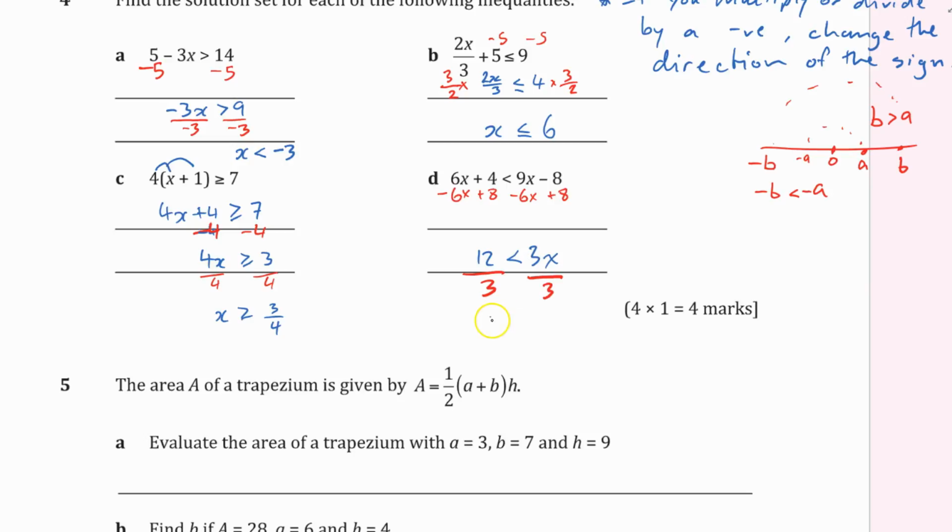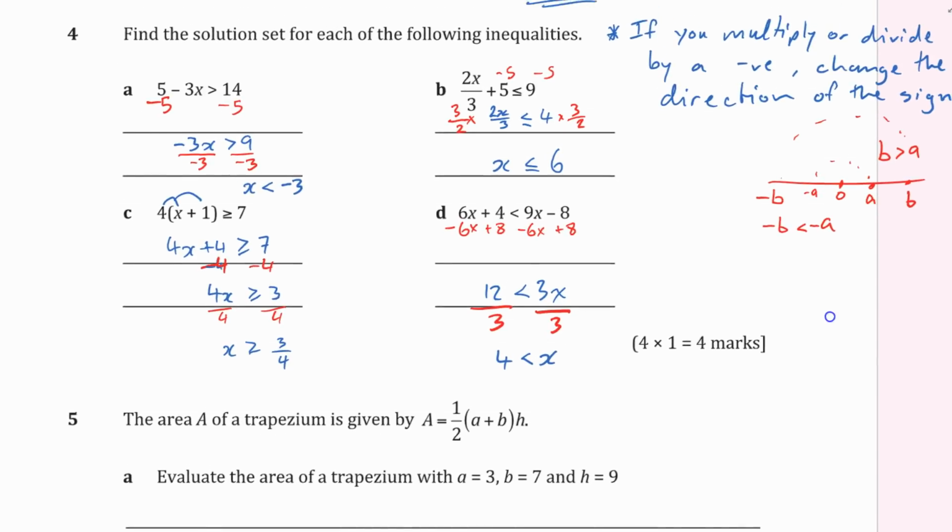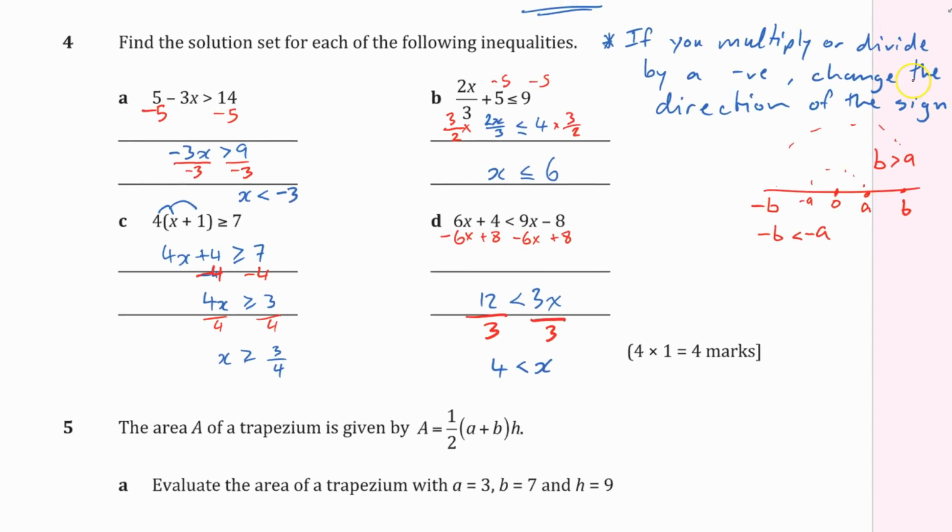That leaves me 12 divided by 3 is 4, is less than x. There you go, they're the inequalities. As I said, the same as solving equations, except if you multiply or divide by a negative, you change the direction of the sign.